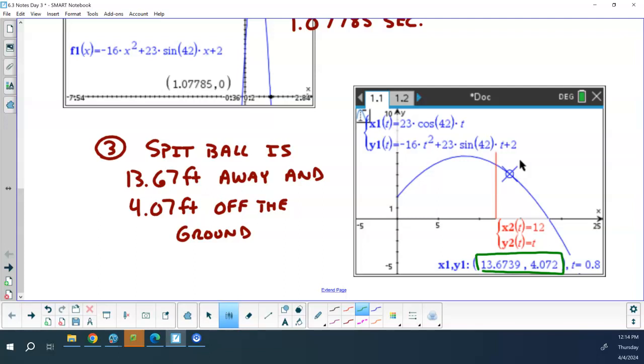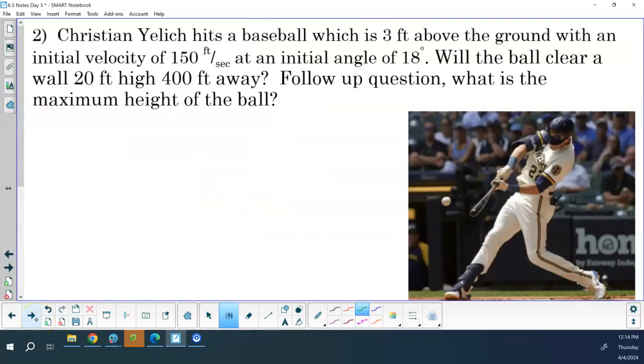Fantastic. What I would like you to do now is, I would like you to have Christian Yelich hit a baseball, and you tell me if he clears the wall, if he hits a home run, or if he doesn't, and tell me the maximum height of that ball.